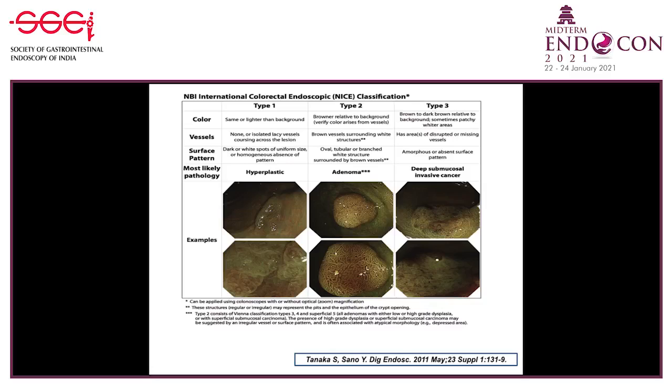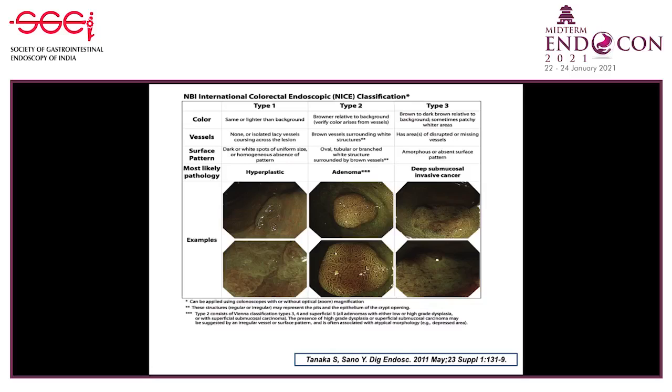Whereas in type 2, the vessels are much more prominent in brown, as you can see in the middle figure. Okay, so these are brown vessels which surround the white structure. The white structures are the pits or the surface pattern. In type 3, there are areas of disrupted or missing vessels. Okay, so this is the vascular pattern.